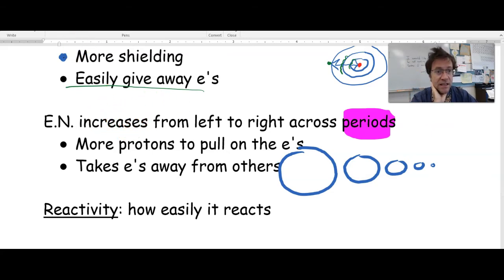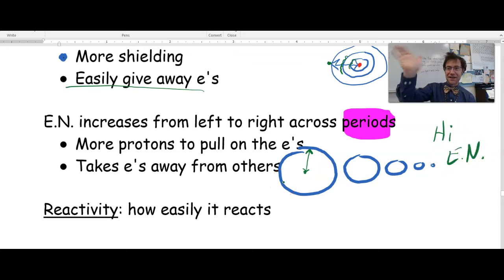So the electronegativity out here, the distance, and again, it's all relative, the distance between this nucleus and these electrons compared to this nucleus and these electrons, you can see where one is much closer than the other. And just like magnets, the closer they are, the greater the attractive force. So this is going to have a very high electronegativity.